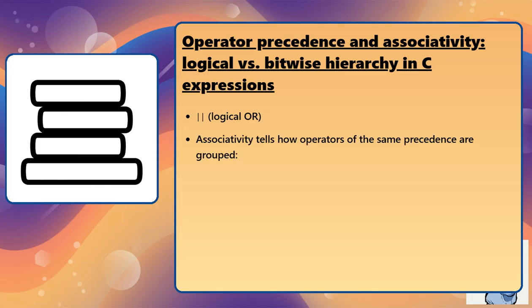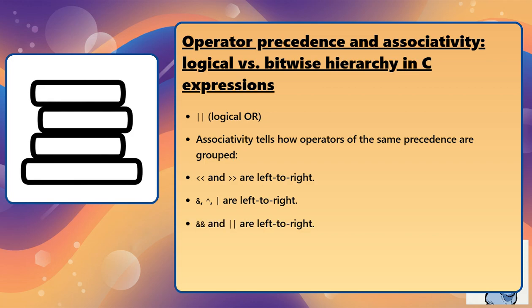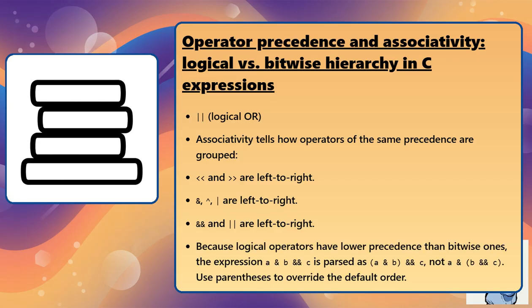Associativity tells how operators of the same precedence are grouped. Left shift and right shift are left to right. Ampersand, caret, vertical bar are left to right. Double ampersand and double vertical bar are left to right. Because logical operators have lower precedence than bitwise ones, the expression a & b && c is parsed as (a & b) && c, not a & (b && c). Use parentheses to override the default order.